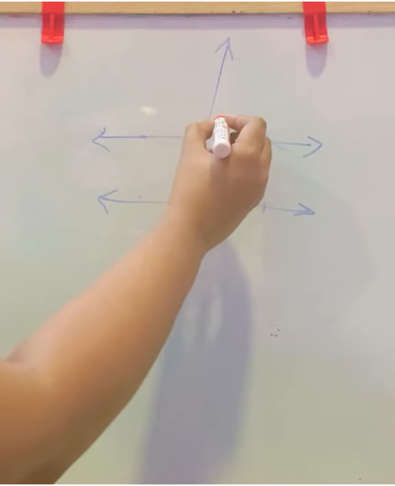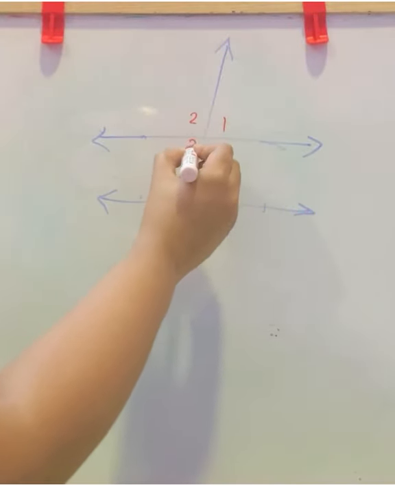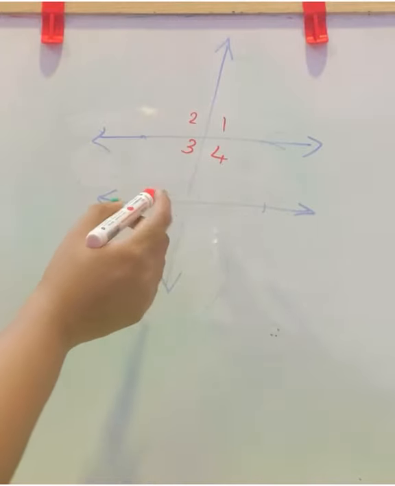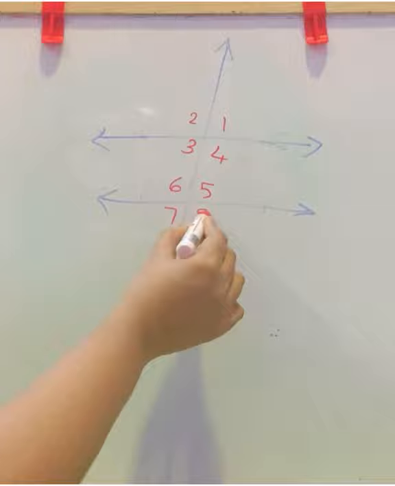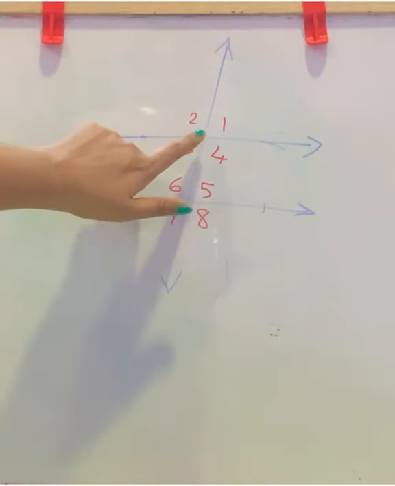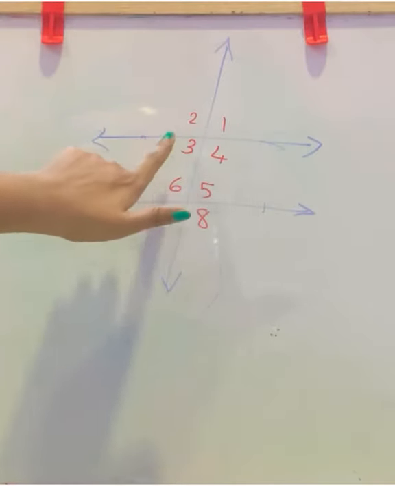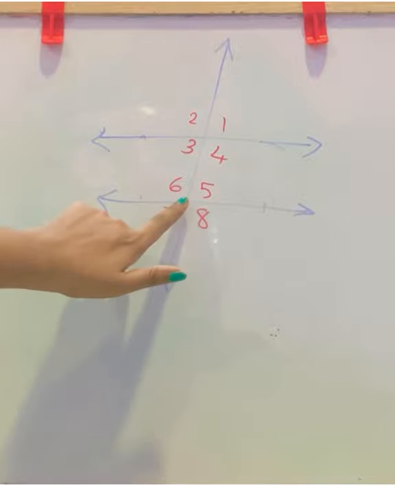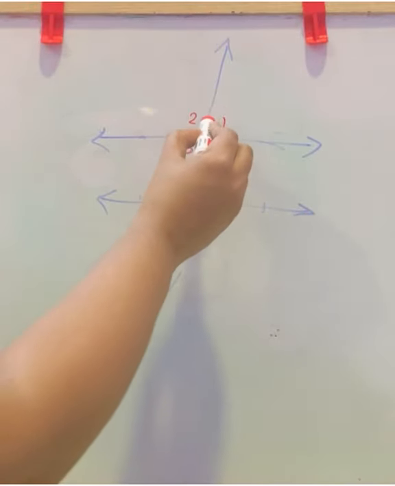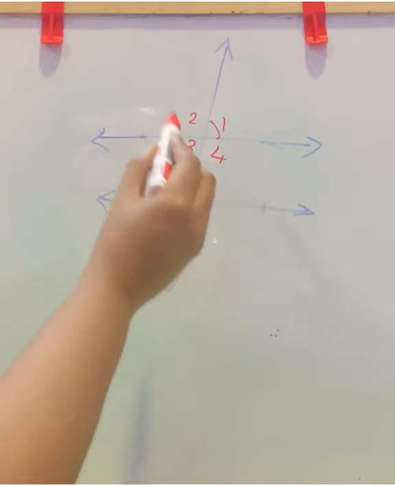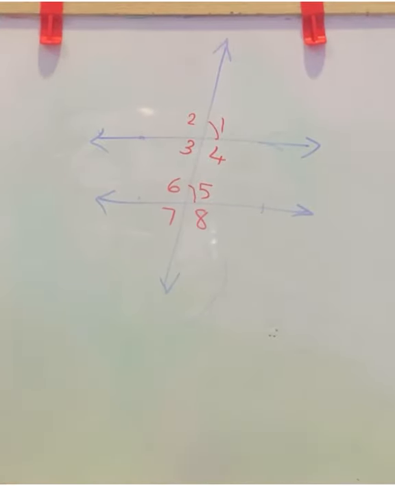Let us first name it 1, 2, 3, 4. These are 4 angles here. Now 5, 6, 7, 8 angles. So here around this point we got 4 angles. Here also around this point we got 4 angles. Now let us check what are the pairs here. Here angle 1 and angle 5 are called corresponding angles.